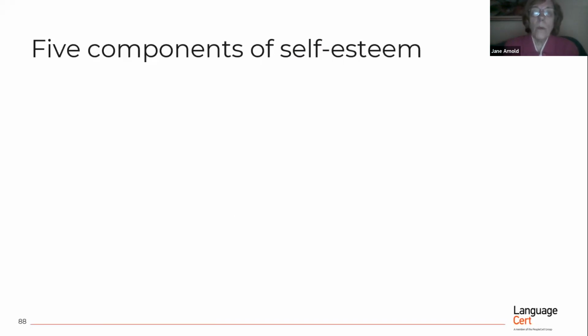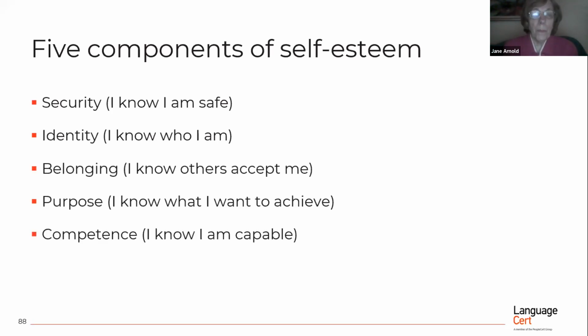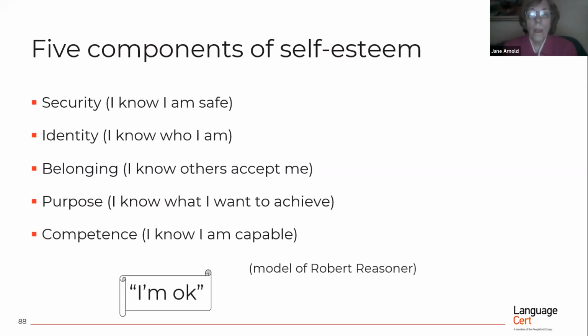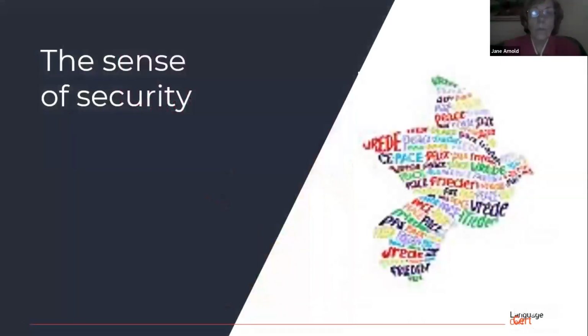Now, Robert Reasoner has a model of 5 components of self-esteem that can be used in the classroom: security, identity, belonging, purpose, and competence. This can be incorporated into our classroom. And Veronica, Andres, and I use this in our book, Seeds of Confidence.